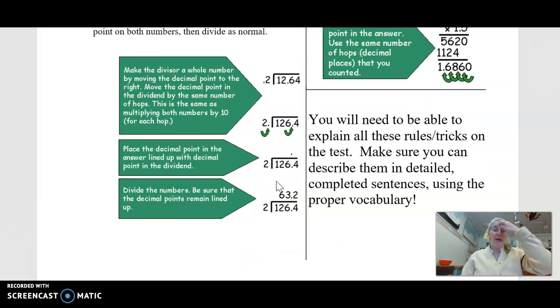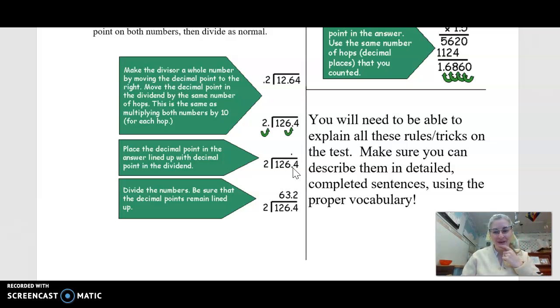Place the decimal point in the answer lined up with the decimal point in the dividend. So once you find where this needs to be in the dividend, then you will just pull that straight up and put it on the line where your quotient will be written. You will then just divide the number like normal.